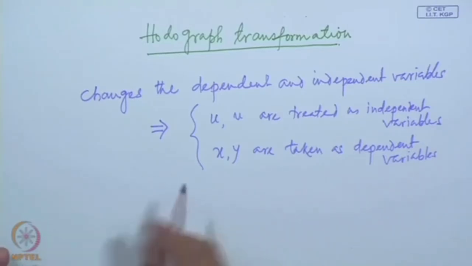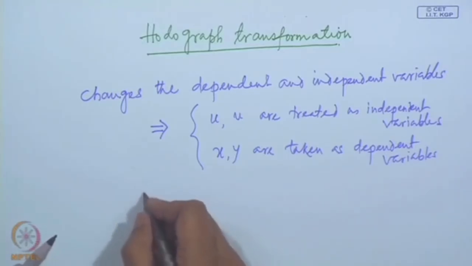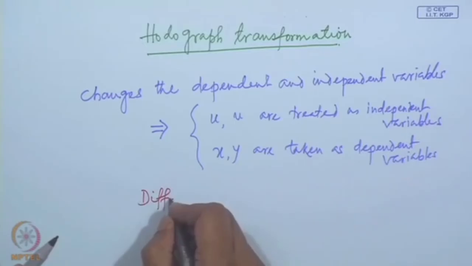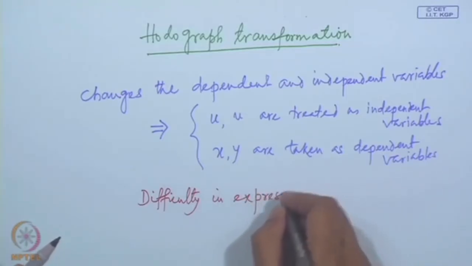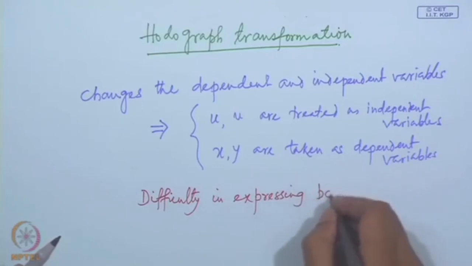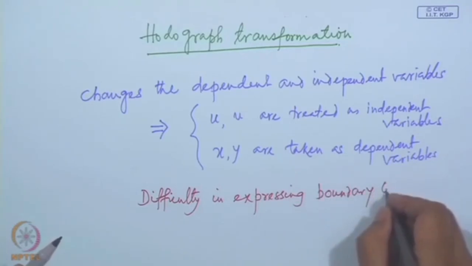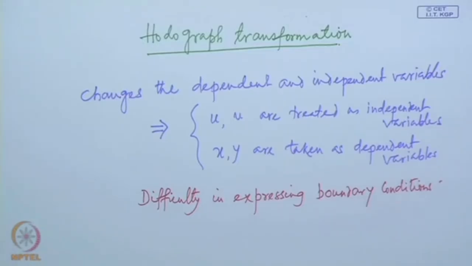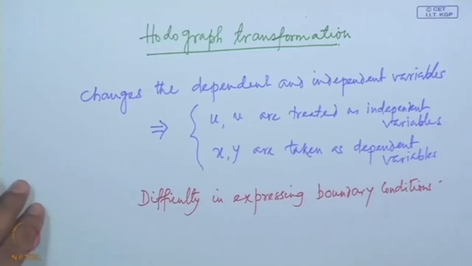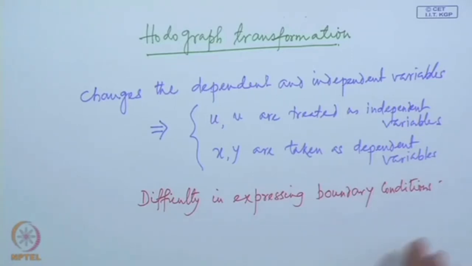So, we say the difficulty faced is in using boundary conditions. That is, in the hodograph plane, it is usually not possible to express the boundary conditions except for some special cases, and the wedge with an after body is such a special case in which the boundary condition perhaps can easily be expressed in the hodograph plane.